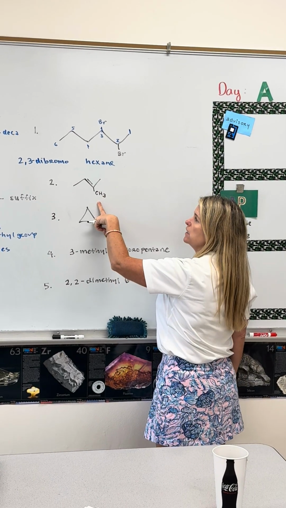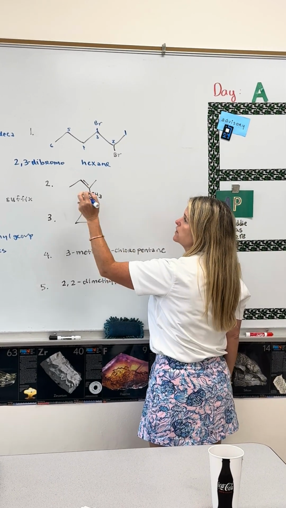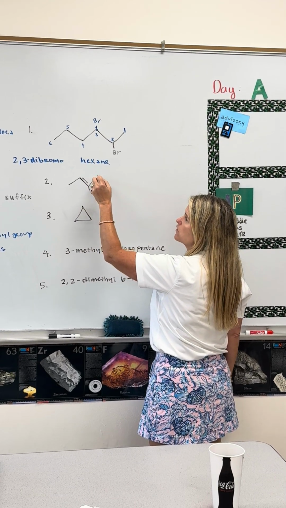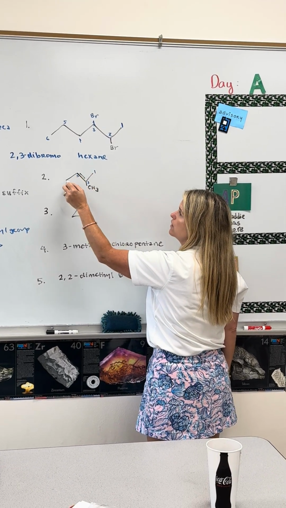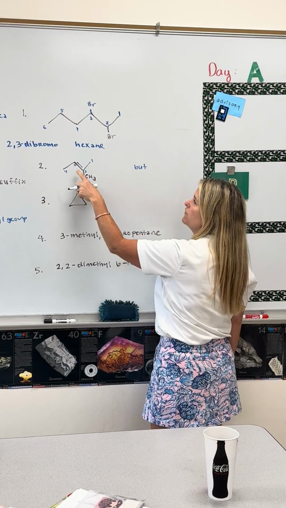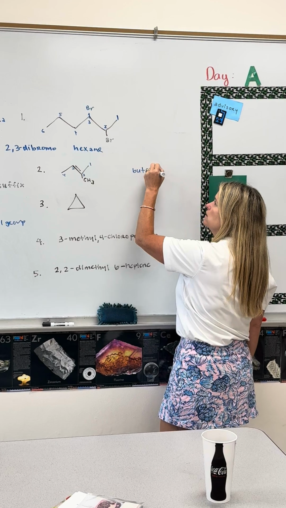This guy here, you can see, has a double bond. So let's count our carbons. And again, we want to go from the lowest direction, so we're going to start from this way. So 1, 2, 3, 4. And so that means this is a but, and our suffix, because we have a double bond, is ene.